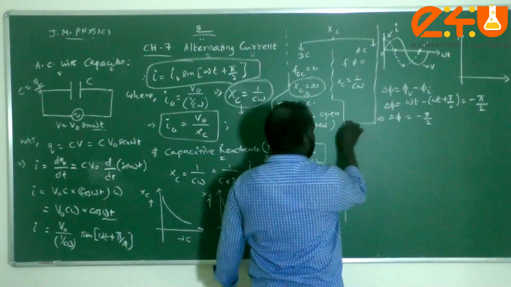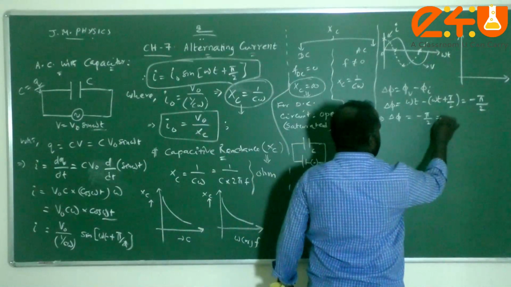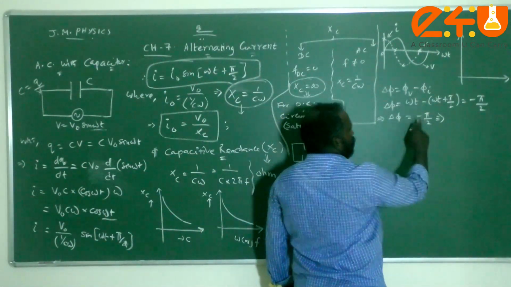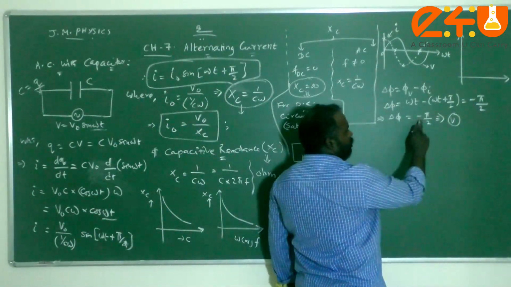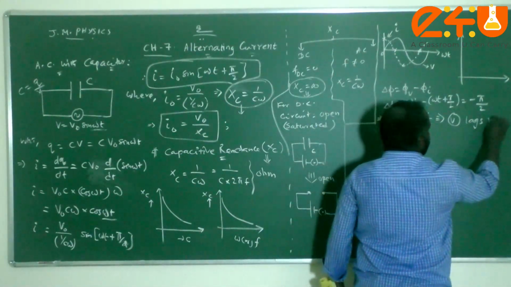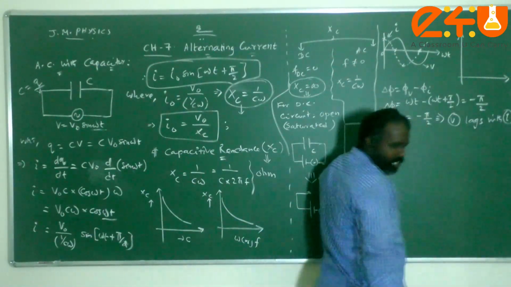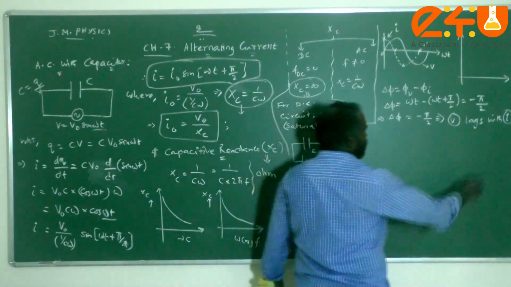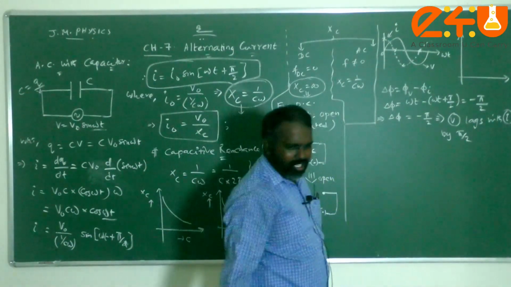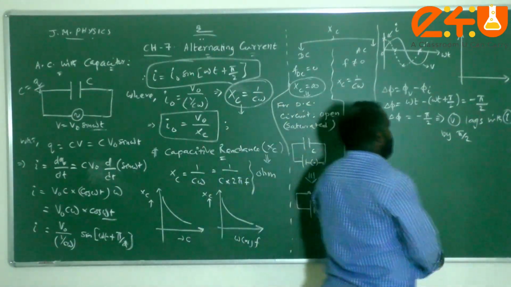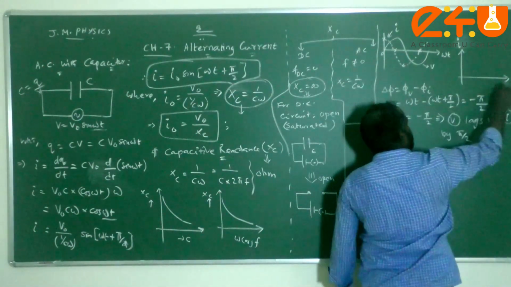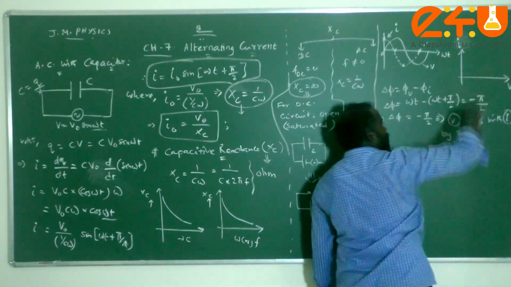We already discussed that. The information we are getting from this is that voltage is taken first, and we get a negative sign, so voltage lags the current I by pi by 2 radian, or 90 degree.